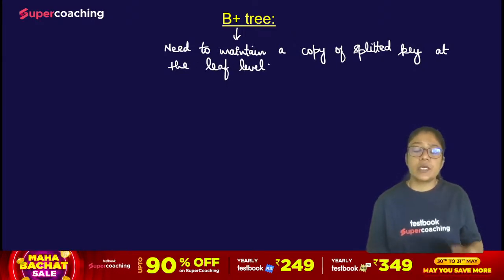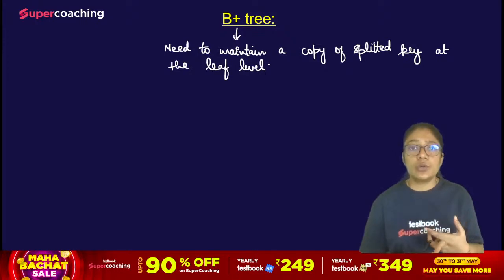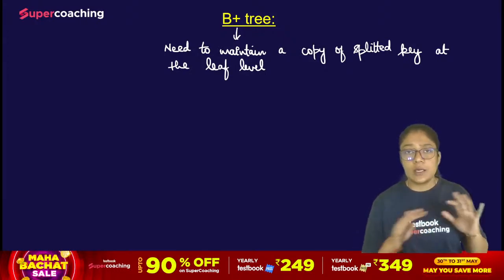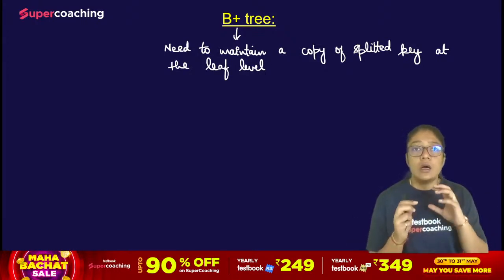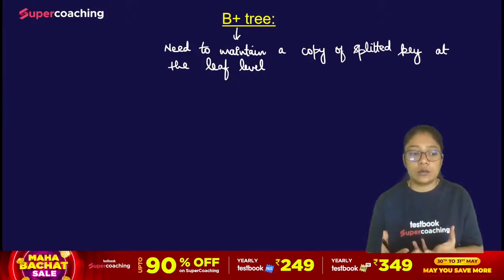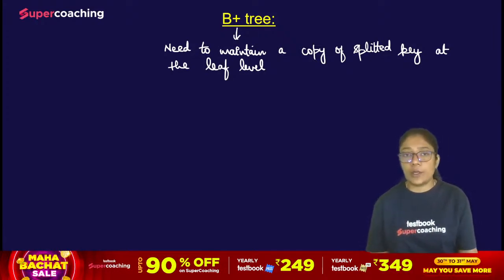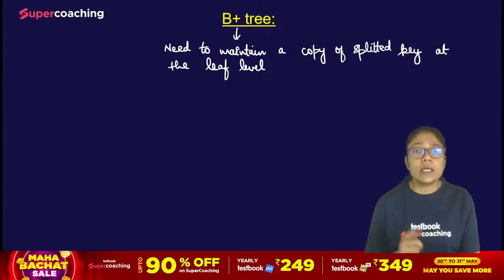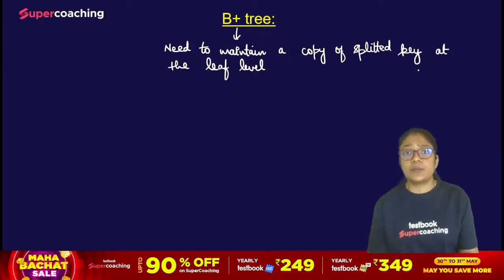At least 50% occupancy should be there within a node. All the elements, all the keys should be in the ascending order. Left keys, left block will be containing the keys which are smaller than the key, and right side पे जो keys greater है that will be going. So वो सारी चीजें same है as that of B tree. The only difference is need to maintain a copy of the splitted key or splitted node at the leaf level.